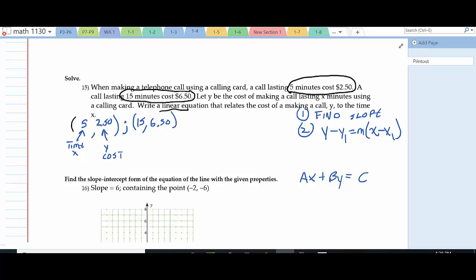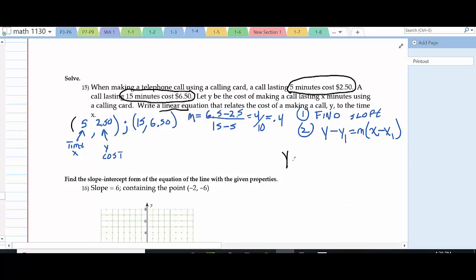Now that's not standard form. We're going to put that in standard form here in just a minute. I want to make sure that we got everything. So on your slope, everybody's got the slope down. That would just be 6.5 minus 2.5 over 15 minus 5. That's 4/10, so that's 0.4. Okay, so we got that. Now, let's see if you did the second part right here.